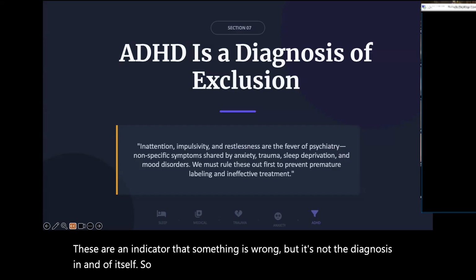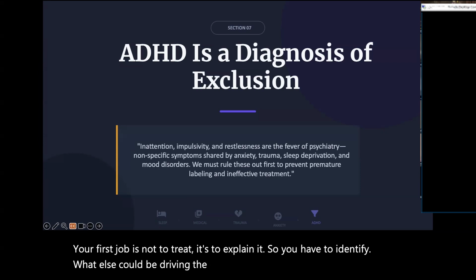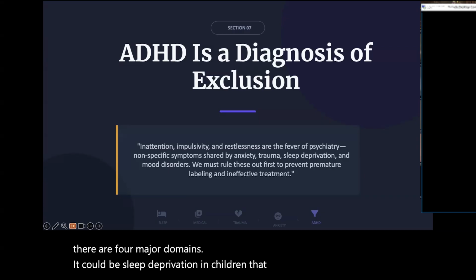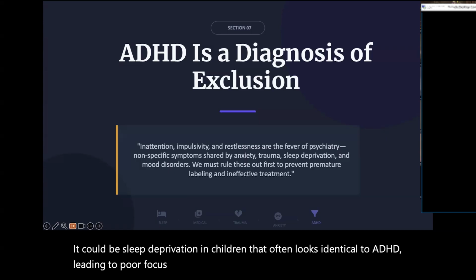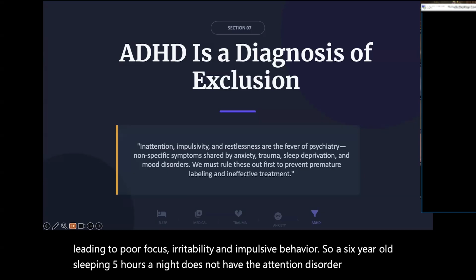So every time you see inattention, your first job is not to treat, it's to explain it. You have to identify what else could be driving the behavior before you label it ADHD. And there are four major domains. It could be sleep deprivation in children. That often looks identical to ADHD, leading to poor focus, irritability, and impulsive behavior. So a 6-year-old sleeping 5 hours a night does not have an attention disorder. They have a sleep problem.